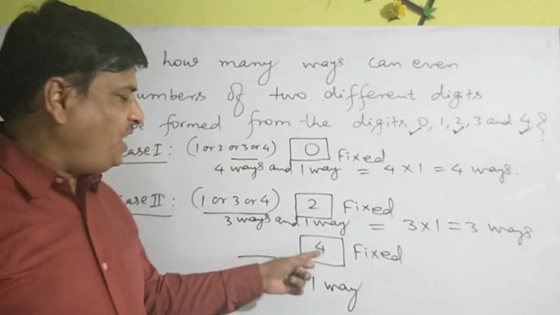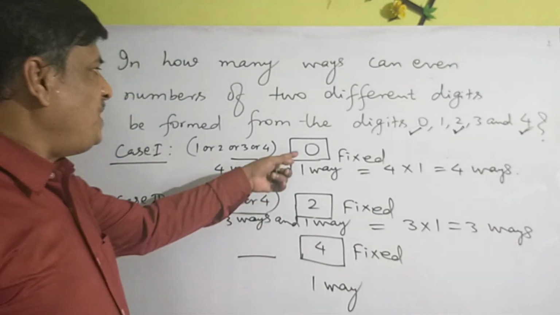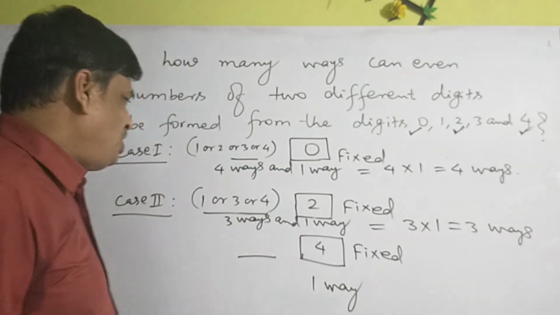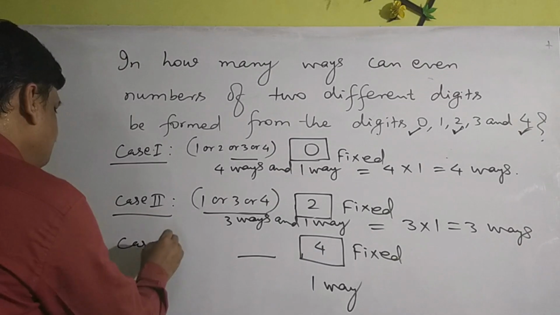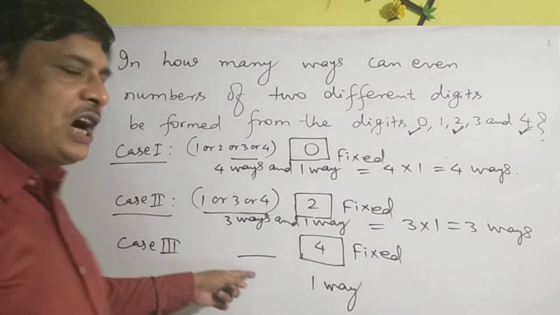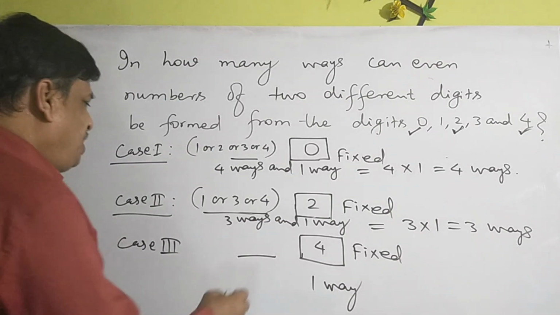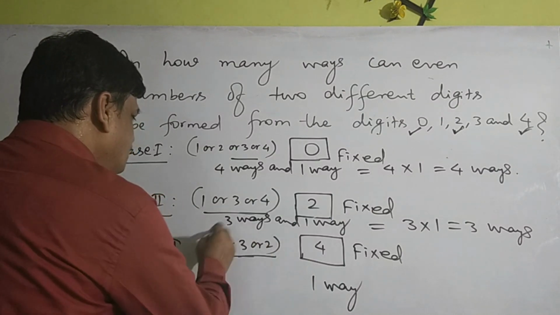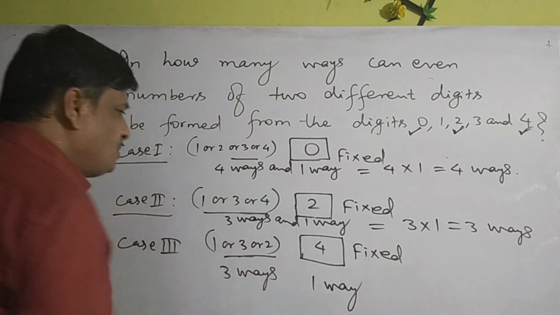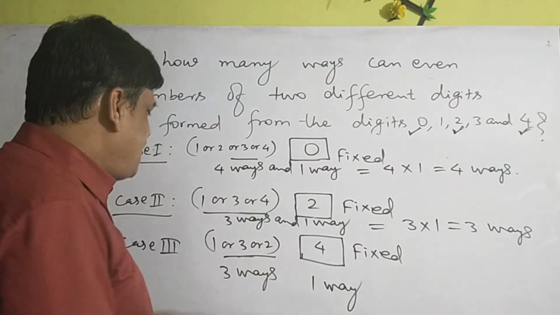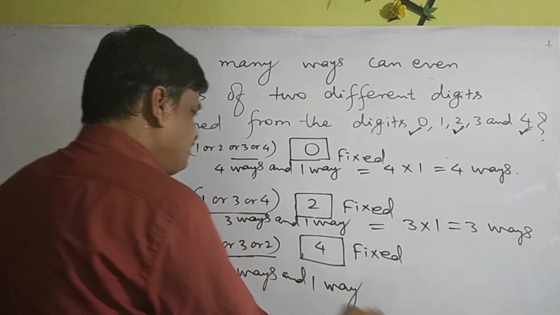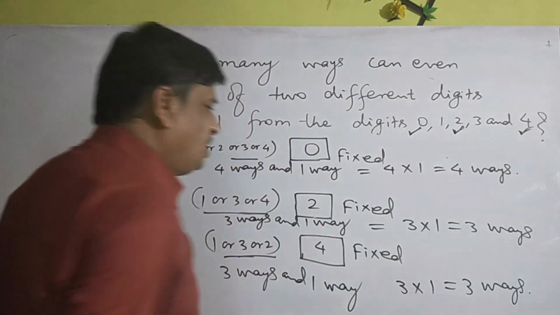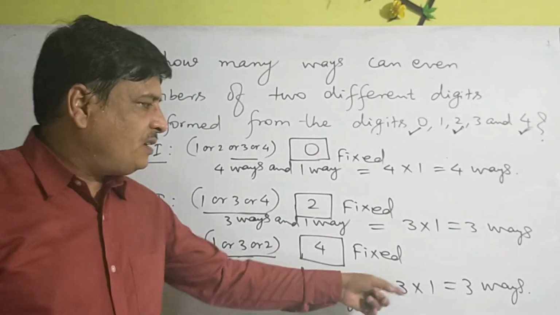And when we take 4 at the unit place, this is 1 way of filling the unit place. The unit place can be 0 or 2 or 4. So when we take unit place 4, in case third, in how many ways can the tens place be filled? The tens place can be the digit 1 or 3 or 2, so 3 ways. Unit place in 1 way and tens place in 3 ways. So by the basic principle of counting, the even numbers having unit place 4 number 3.